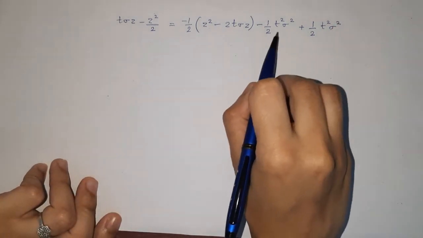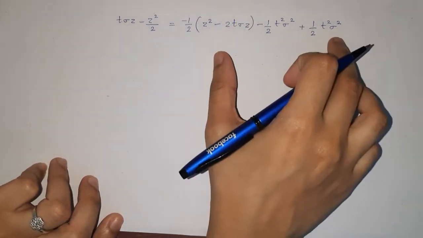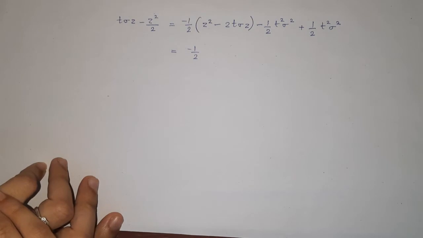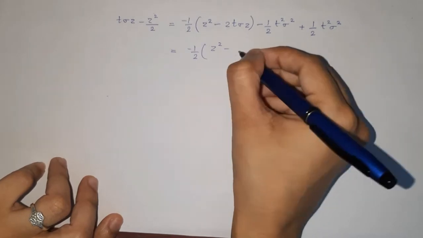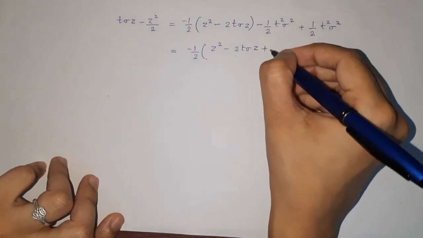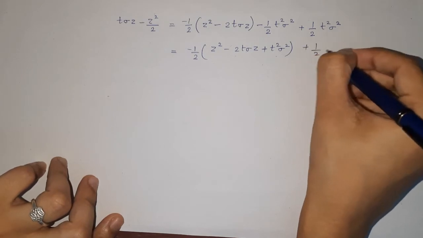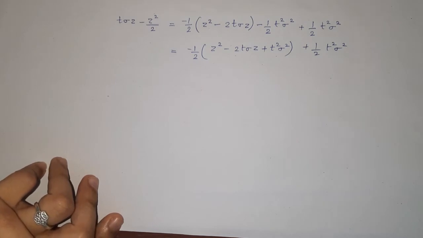Okay, so I have added and subtracted a term. So it is the same, isn't it? So this is equal to minus 1 by 2 (z square minus 2t sigma z plus t square sigma square) plus 1 by 2 t square sigma square. Isn't it? Yes.